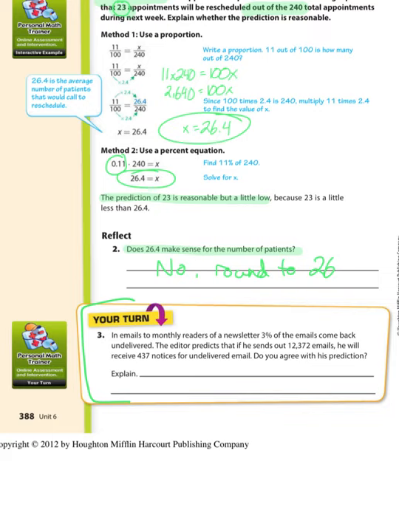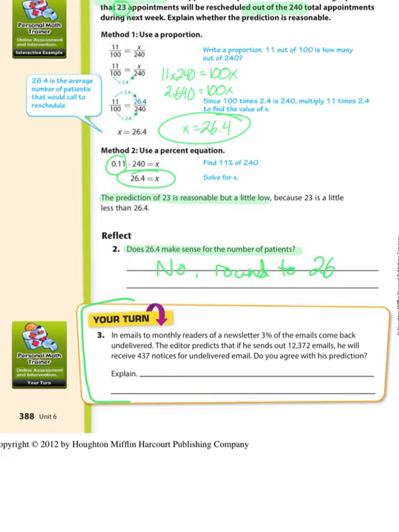All right, in emails to monthly readers of a newsletter, 3% of the emails come back undelivered. The editor predicts that if he sends out 12,372 emails, he will receive 437 notices for undelivered mail. Do you agree with his prediction? All right, so we're going to use the probability of 3% and then the numbers given to see if 437 compares to 3% of 12,372.